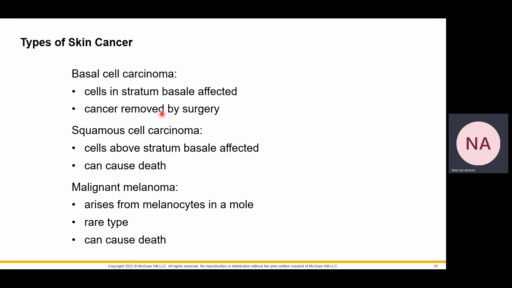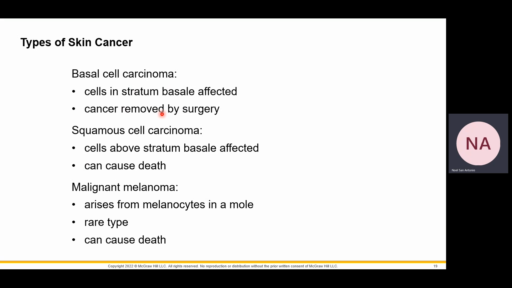One very good example is Robert Downey Jr., Iron Man. A couple of years ago, he reportedly had a basal cell carcinoma on his nose. Apparently he thought that it was just a pimple, but it lasted for several weeks and the pimple did not go away. And after consulting with his primary physician, they found out that it was a basal cell carcinoma. And it was removed by surgery.